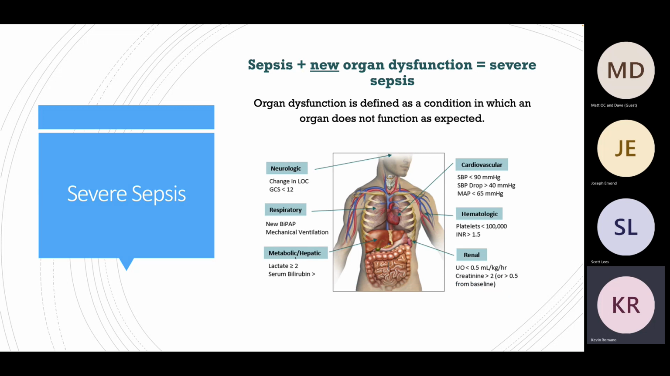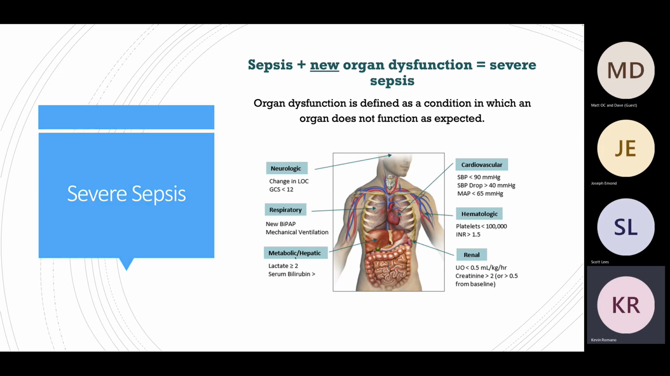Then severe sepsis is sepsis plus new organ dysfunction. Phrase that again. Sepsis plus new organ dysfunction equals severe sepsis. So would that be a GCS of less than 12? Are they altered? Respiratory, new BiPAP, mechanical ventilation. Metabolic or hepatic, lactic level of greater than 2. We usually use 4 as a number.